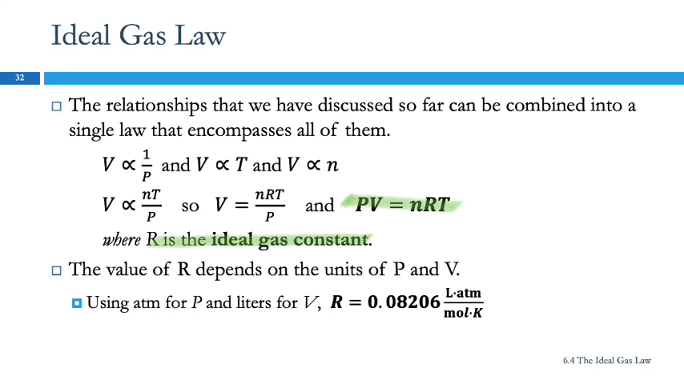And when we're using liters and atmospheres, it's going to have this value, 0.08206, and the units look strange, but the units are there to cancel out all the other units. So liter atmospheres per mole Kelvin.